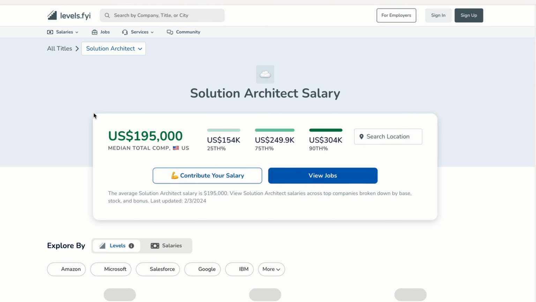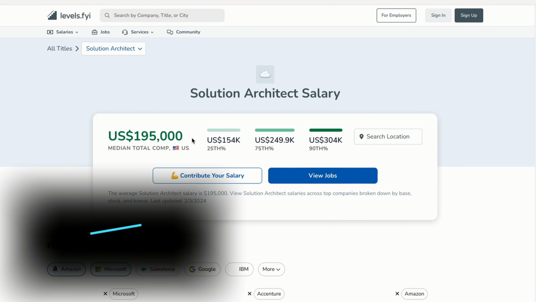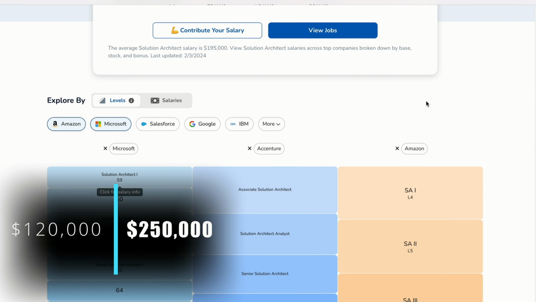Yeah. And the salary ranges for solutions architect, it really varies depending on what level you are, because there are junior solutions architects, there are intermediate, there are principal solutions architects, there are senior solutions architects. So the salary really varies, but the median is usually between 120 and 250 as well.